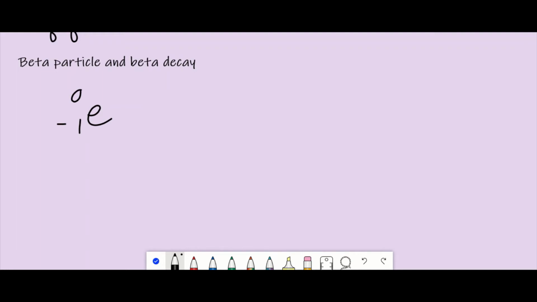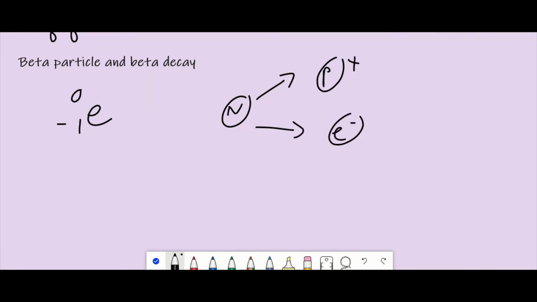In beta decay, a neutron splits into a proton, which has a plus, and an electron. So basically a neutral subparticle splits into a positive one and a negative one. The original atom is going to gain one in atomic number because it gains a proton, since the neutron turns into a proton. And it actually keeps the same mass because the neutron and proton have the same mass.